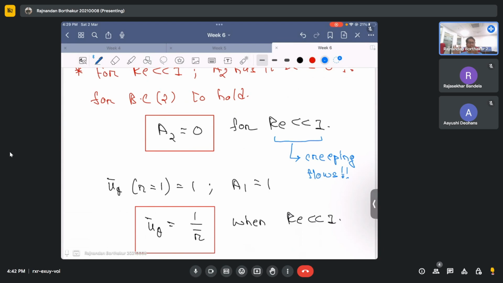Can you tell me which term in the Navier-Stokes equation disappears if we invoke the creeping flow limit? The creeping flow limit is at a lower Reynolds number, right? This means that Reynolds number tends to 0. So the question is which term in the Navier-Stokes equation will not be there if we invoke this? Yes, the advection term, the inertia term, won't be there.